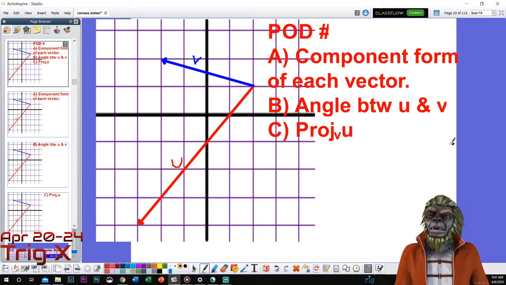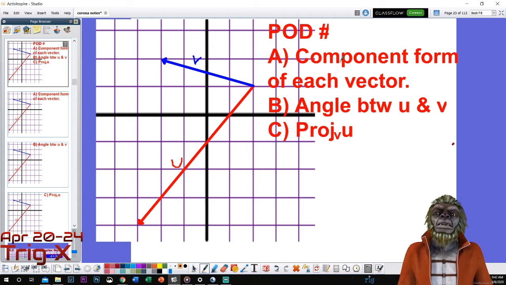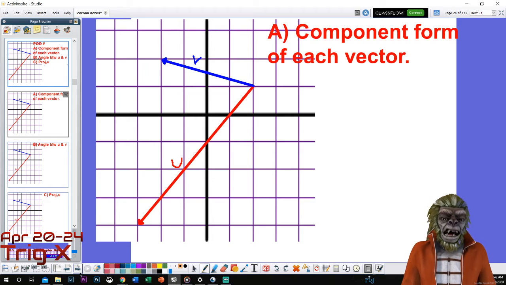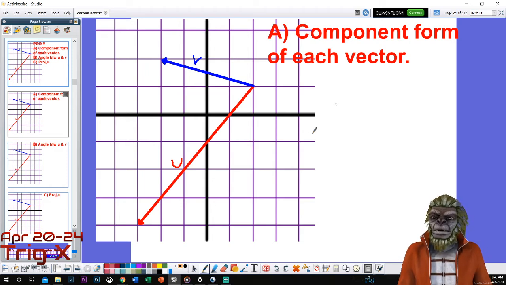So over here, let's look at this. We're going to find the component form of each vector, find the angle between the two vectors, and also the projection of this red vector onto the blue one. Remember, projection is like making a shadow. Alright, component form of each vector, here we go.